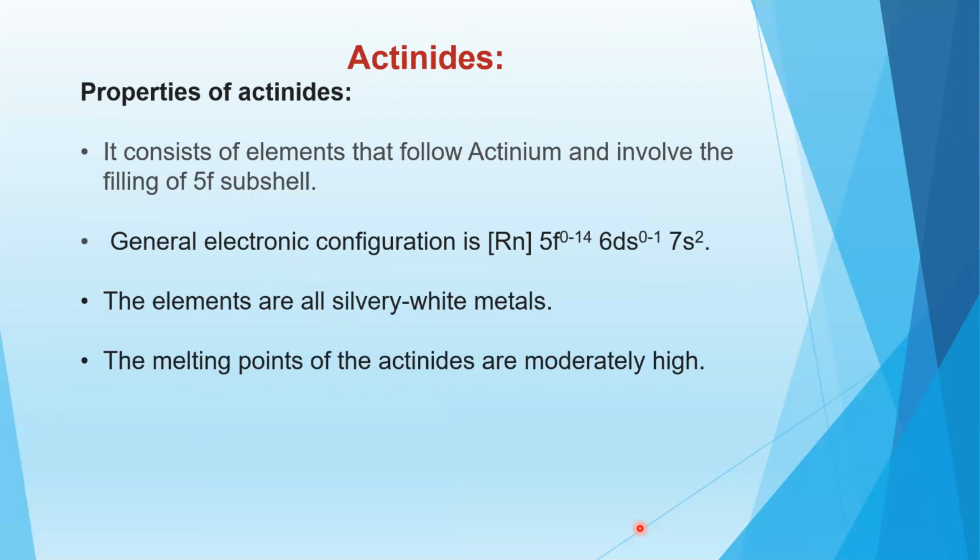Next comes the actinide series. How do lanthanides and actinides differ? Lanthanides contain the 4f series, whereas actinides contain the 5f series. It consists of elements that follow actinium and involve the filling of the 5f subshell. The general electronic configuration is radon core 5f 0 to 14, 6d 0 to 1, and 7s 2.